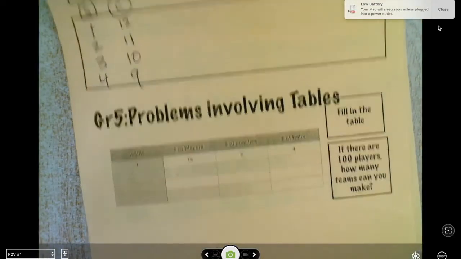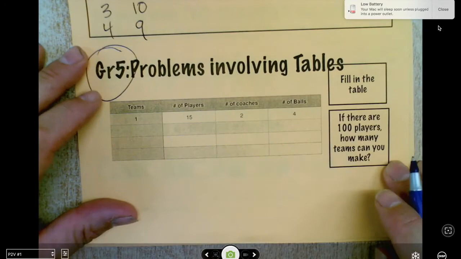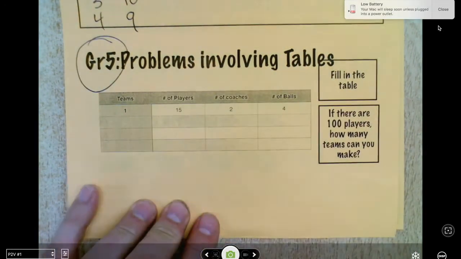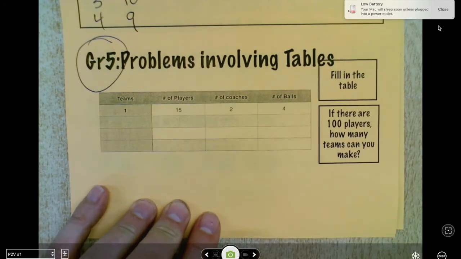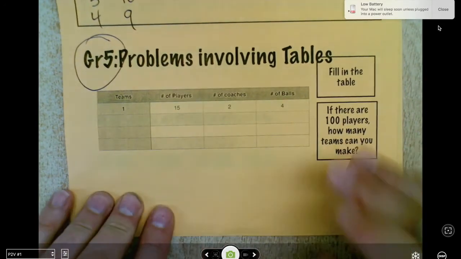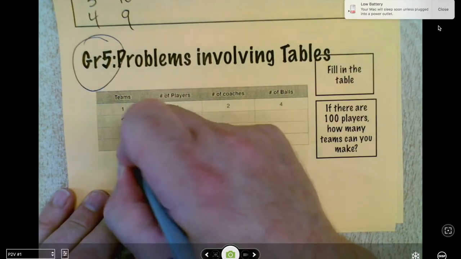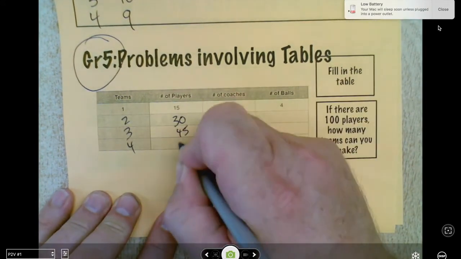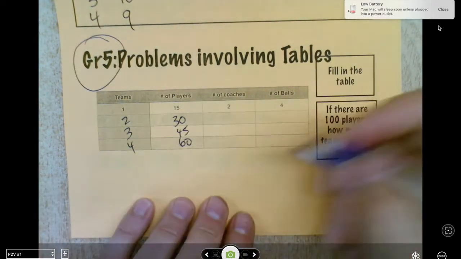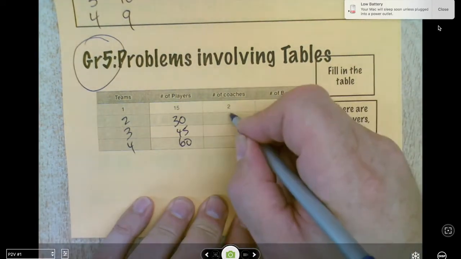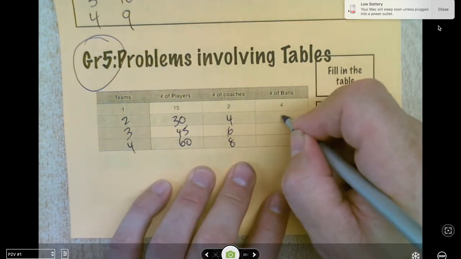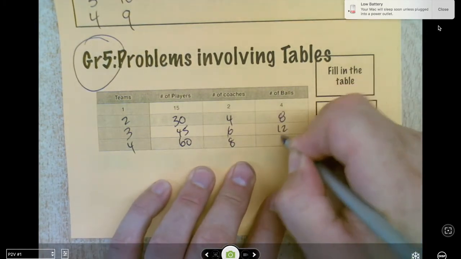Okay, now our last grade 5 problem. Again, very similar to the recipe problem. They're going to ask you to fill in a table. One team needs 15 players, 2 coaches, and 4 soccer balls. So 2 teams, 3 teams, 4 teams: 15, 30, 45, 60, because that's counting by 15s. This is 2, 4, 6, 8. And number of balls is 4, 8, 12, and 16.